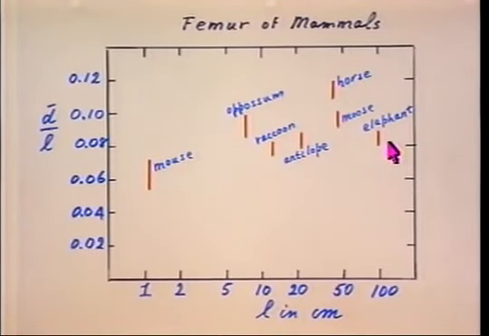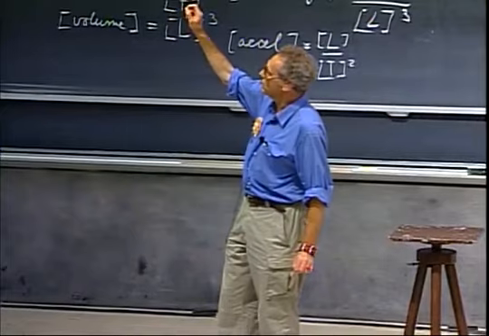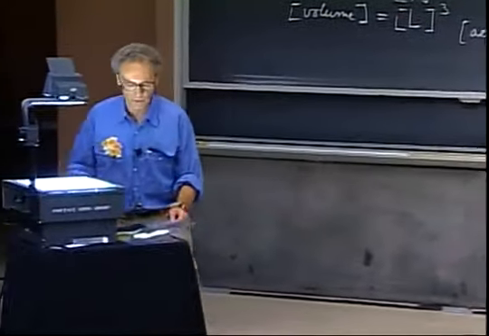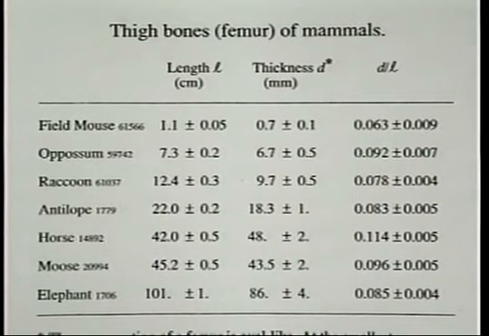These vertical bars indicate my uncertainty in measurements of thickness, and the horizontal scale, which is a logarithmic scale, the uncertainty of the length measurements is in the thickness of the red pen, so there's no need for me to indicate that any further. And here you have your measurements, in case you want to check them. And look again at the mouse and look at the elephant. The mouse has indeed only 1 centimeter length of the femur, and the elephant is indeed 100 times longer.